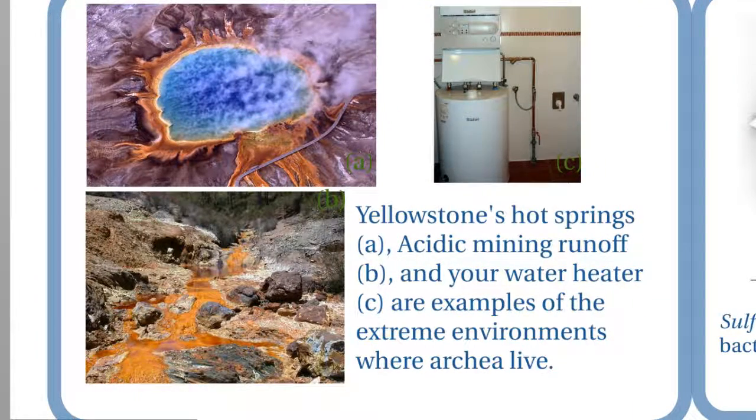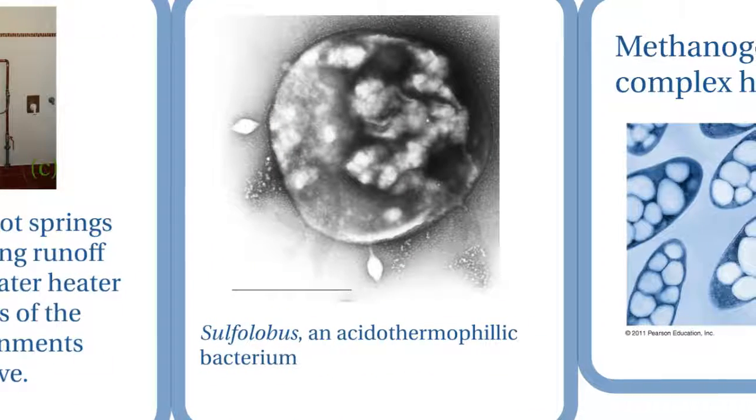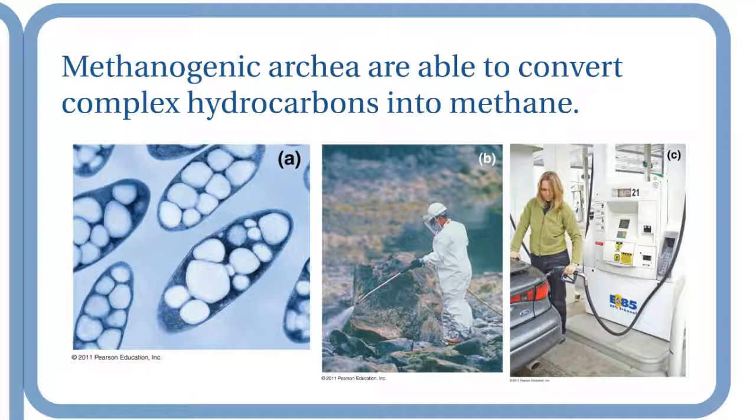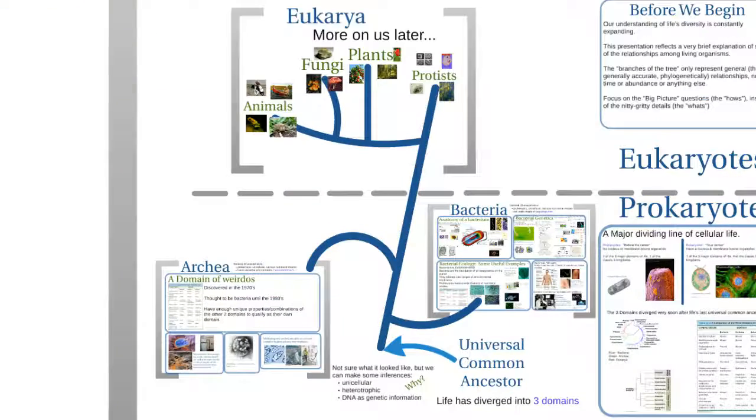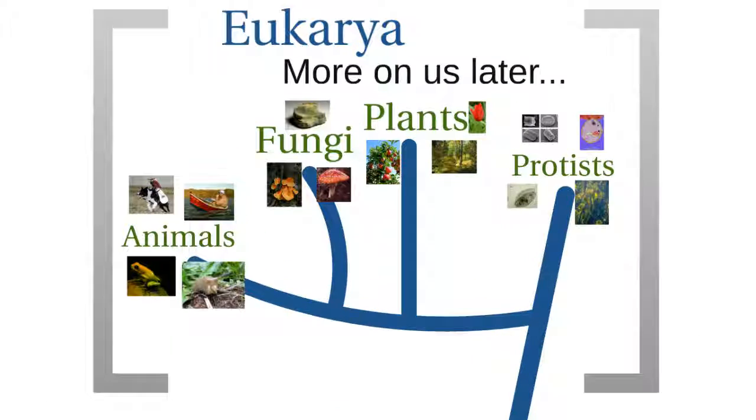Yellowstone's hot springs contain archaea, as do acidic mining runoff and your water heater, all extreme environments. Methanogenic archaea are able to convert complex hydrocarbons into methane. And so when we're looking at different forms of clean energy, that's actually a biotech field that specializes in using bacteria to help in this clean energy process.